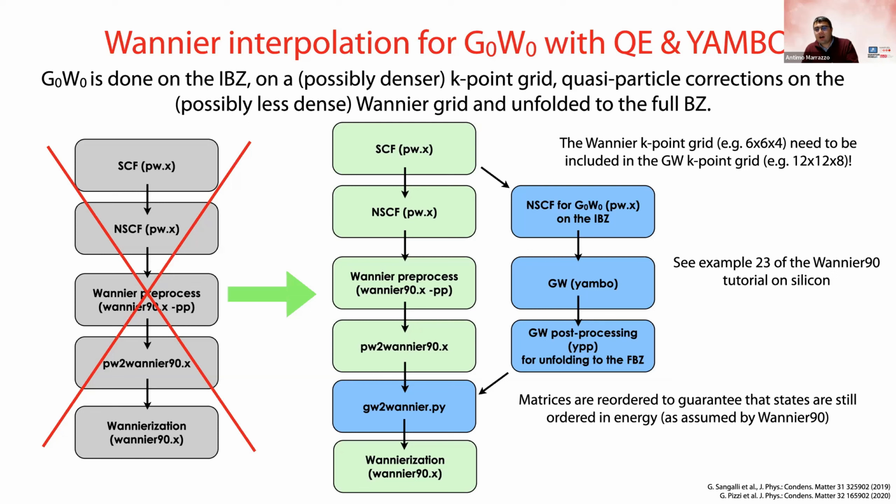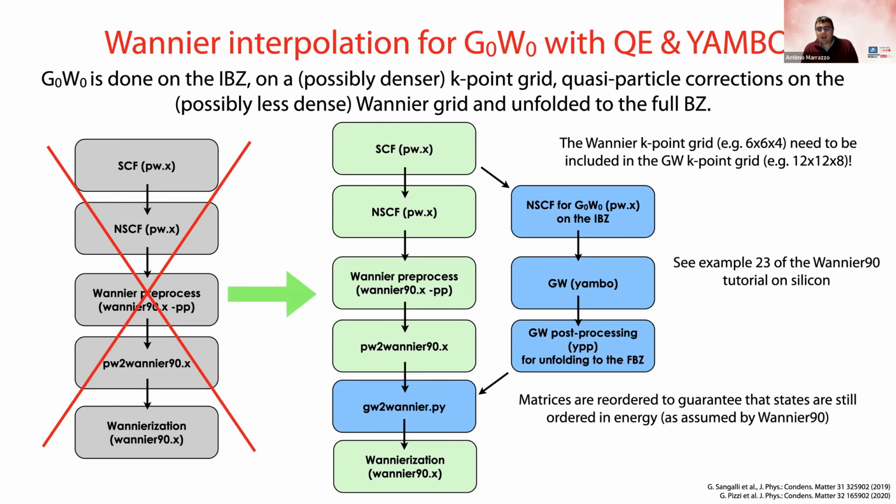But you also need to do another NSCF calculation that is now done instead on the reducible Brillouin zone, so you can exploit symmetries. And the grid needs to be sufficiently dense to converge the self-energy and do your GW calculation, that in this case we do with YAMBO, for instance. After you do your GW calculation and you have specified the number of quasi-particle corrections that you want to calculate, this doesn't have to be actually the same set of k points that you use to converge the self-energy.